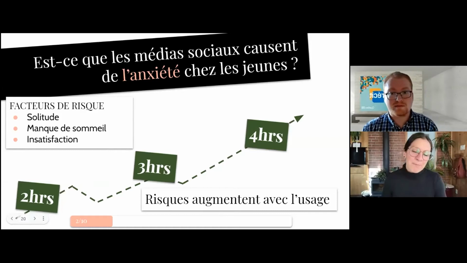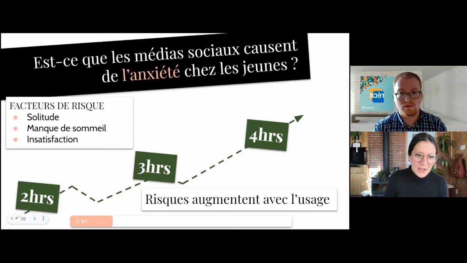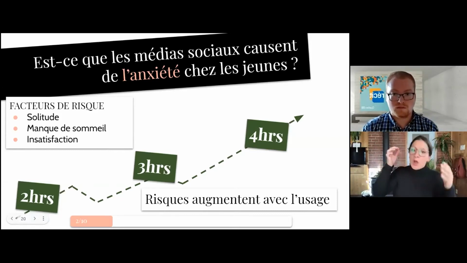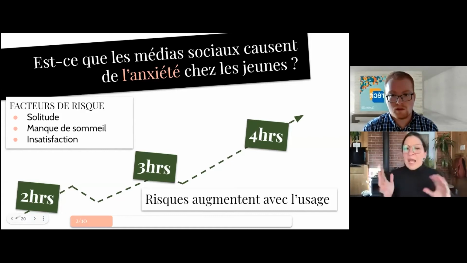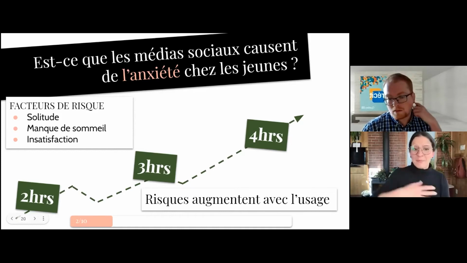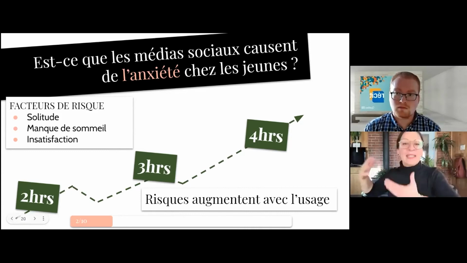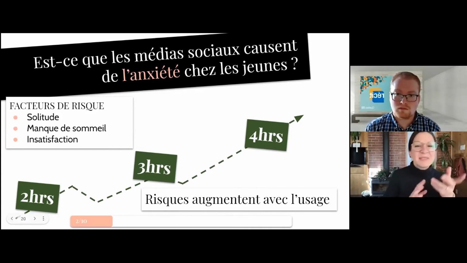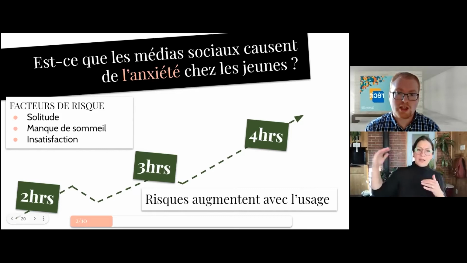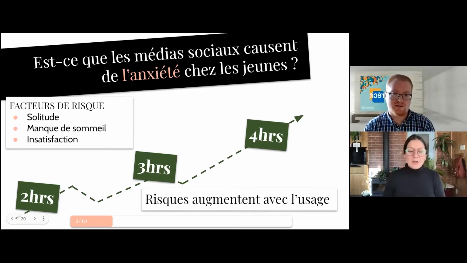Indeed, social media will cause anxiety among young people, but in a relatively low percentage. That is explained by the fact that various studies show that all risks related to excessive use of social media increase with use. When we get to more than 4 hours, the risk is high. It's 5 hours per day, right, Jerome? Between 4 and 5 hours per day, the risk of developing anxiety is very high.